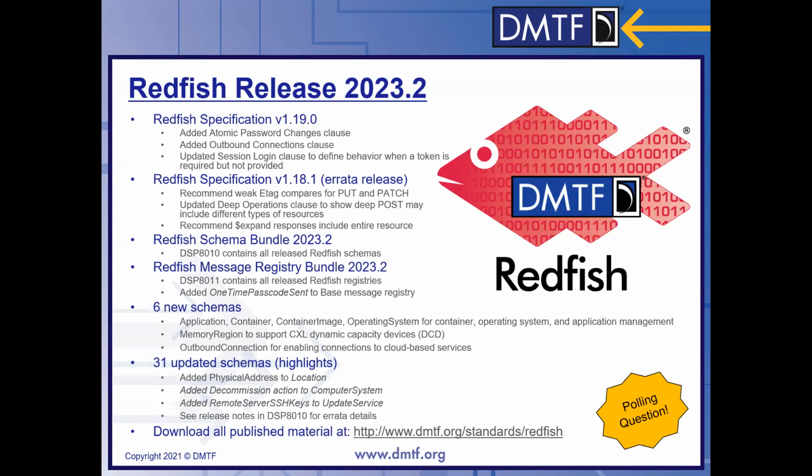Within the schema bundle, we have several new schema additions. We have several to start modeling software running on a computer system: applications, containers, the operating system itself, showing what might be running on a computer system. We have a new resource to support CXL dynamic capacity devices, the MemoryRegion resource. We also have a new outbound connection schema to allow users to configure remote outbound connections. Then we have a slew of minor updates, but some key things to highlight: we added a new property in our common location object called physical address. We added a decommission action to computer system. We added remote server SSH keys to the update service. For a full list of all these updates, it's all contained within the DSP8010 release material.